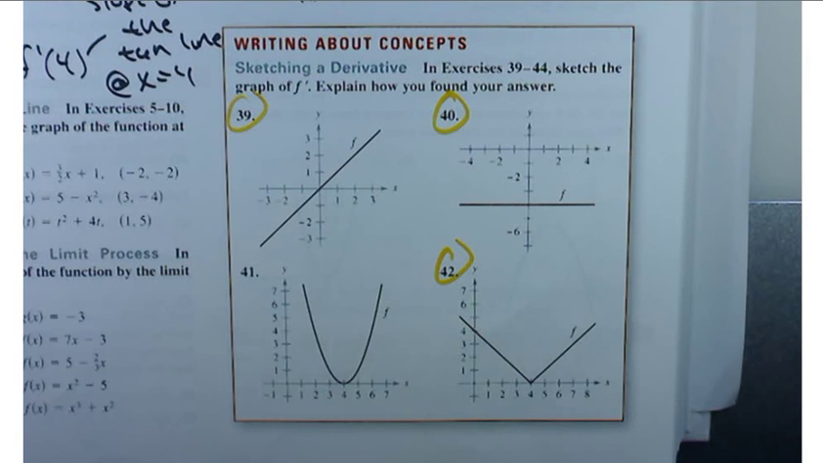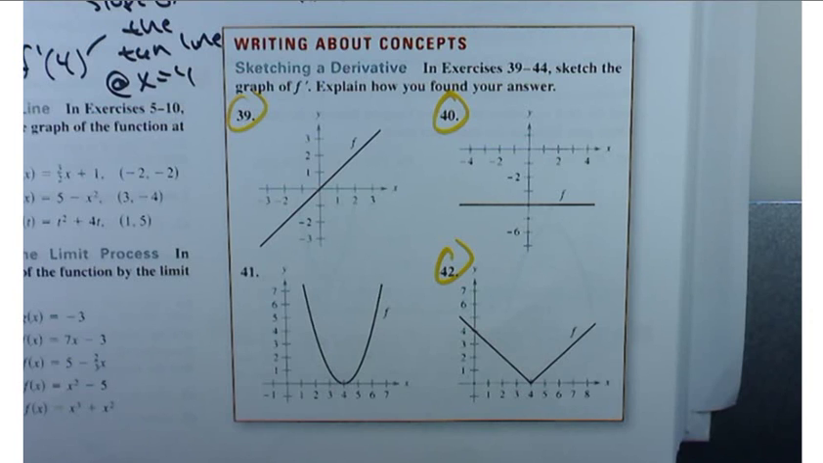Let's think about the derivative for each of these functions, starting with number 39. The derivative talks about how the function is going to change. As you move from left to right, how is that function changing? Well, in 39, what's the change like? It's kind of a steady change, right? As you move left to right, the change is whatever the slope of that line is.